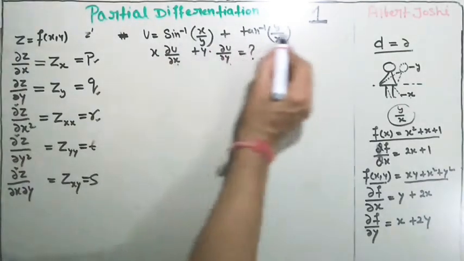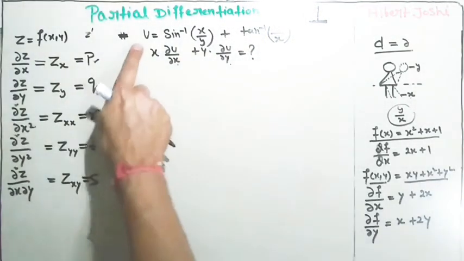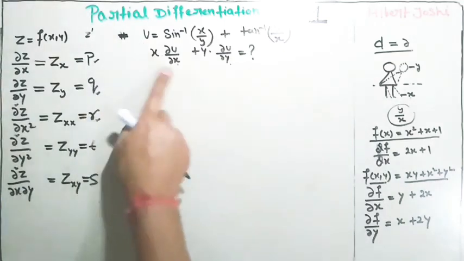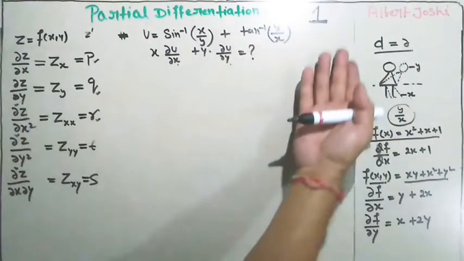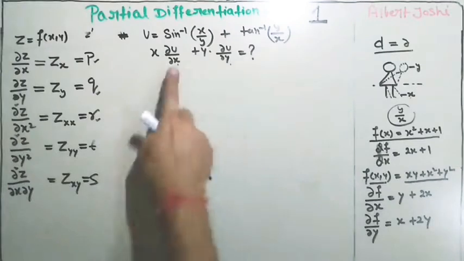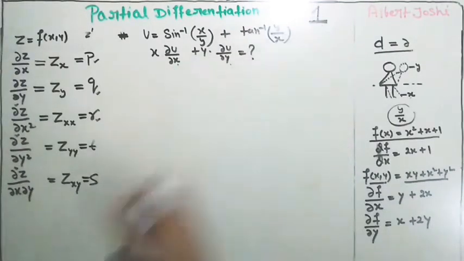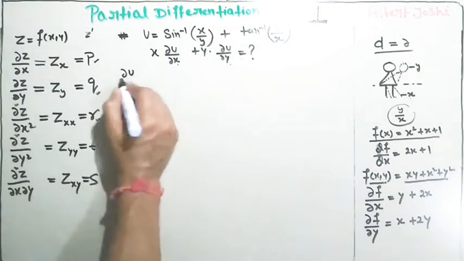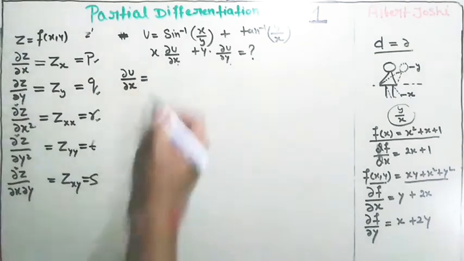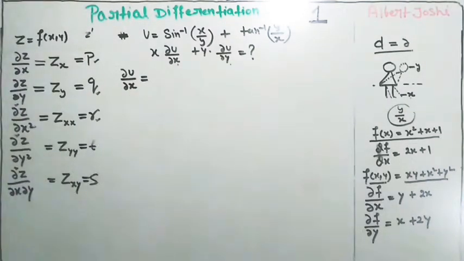Okay. So at first we will differentiate with respect to x. Whenever you are differentiating this function with respect to x, then y will be constant. You will treat y as constant. If you are differentiating with respect to y, then you will treat x as the constant. Okay. So the first one, ∂u/∂x. We will differentiate ∂u/∂x.